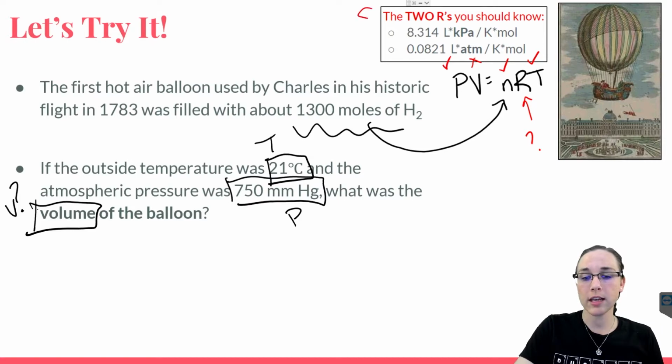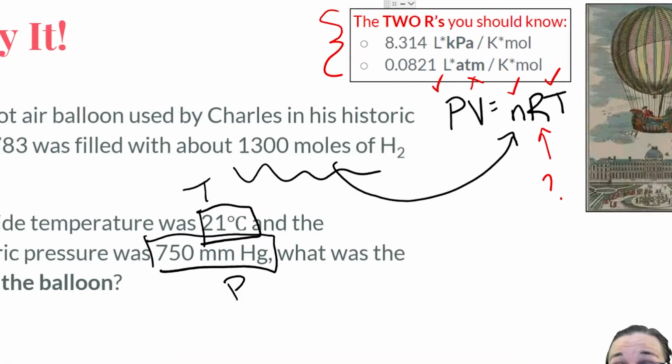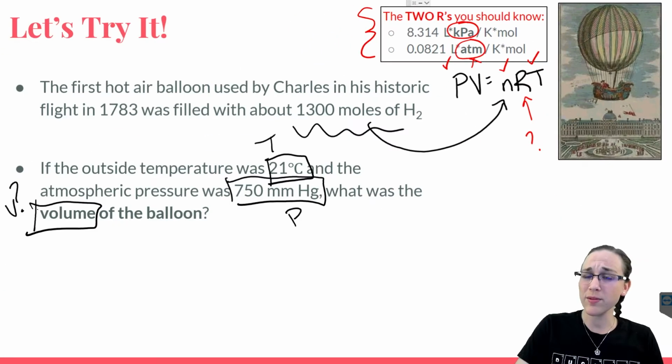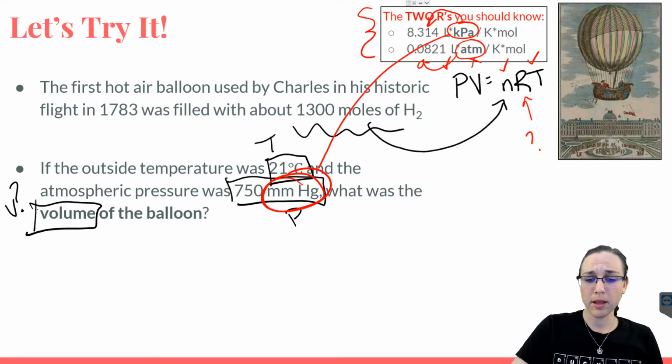The two R's that you should know off the top of your head are 8.314 liters times kilopascals divided by Kelvin times moles, or 0.0821 liters times atmospheres divided by Kelvin times moles. Notice that the only difference between these two universal gas constant R values are the units of pressure, and that's what also happens to change the number itself. The pressure we have here is in millimeters of mercury. So from the two R values that we remember, neither of those match millimeters of mercury.